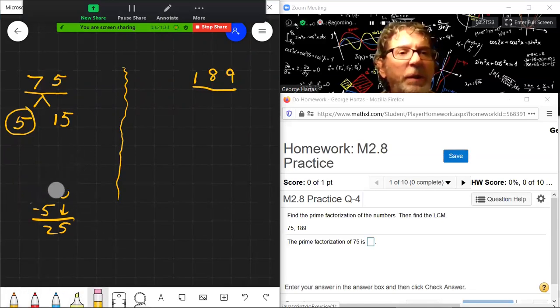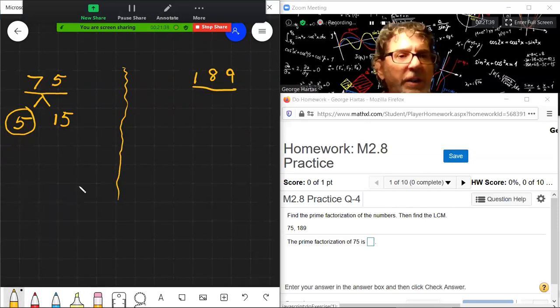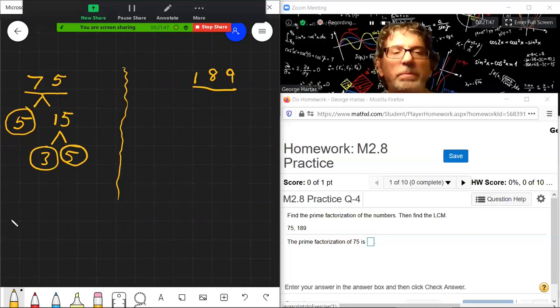Now, is 15 a prime number or a composite number? And you said composite. Correct. Because 3 times 5 is 15. Prime, prime. We're going to do the same thing here. What times what is 189? I have no idea, but I'm going to use the divisibility rules to help me.